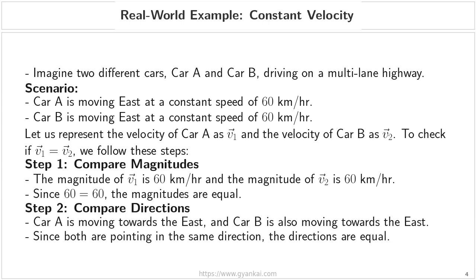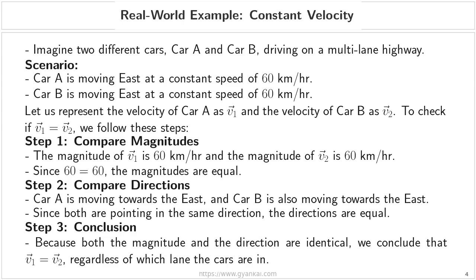Next, we move to step 2, compare directions. We observe that car A is moving towards the east and car B is also moving towards the east. Because both vectors are pointing in the exact same direction, the direction component is satisfied.